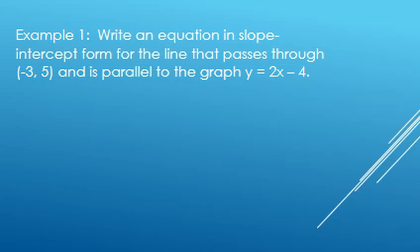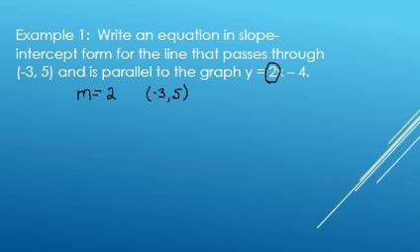It says write an equation in slope-intercept form for the line that passes through the point -3, 5 and is parallel to the graph y equals 2x minus 4. So first thing we need to do is we need to see what our slope is. In order for it to be parallel, that means we need to have the same slope. So we look here and we see that we have a slope of 2. So I've got a slope of 2, and I've got a point of -3, 5.